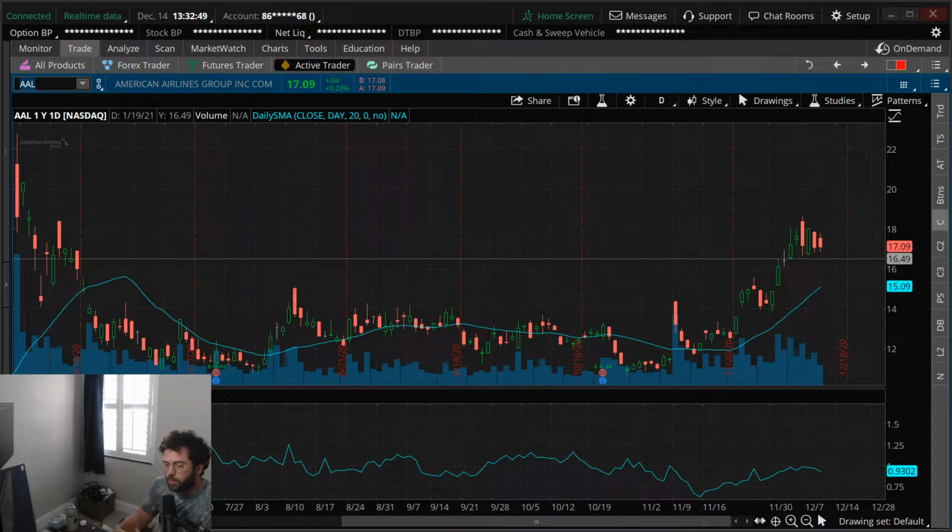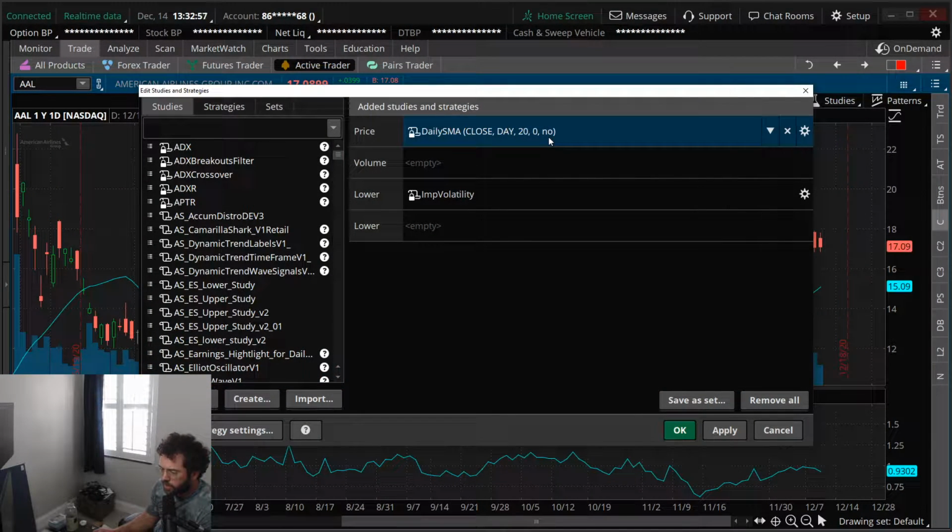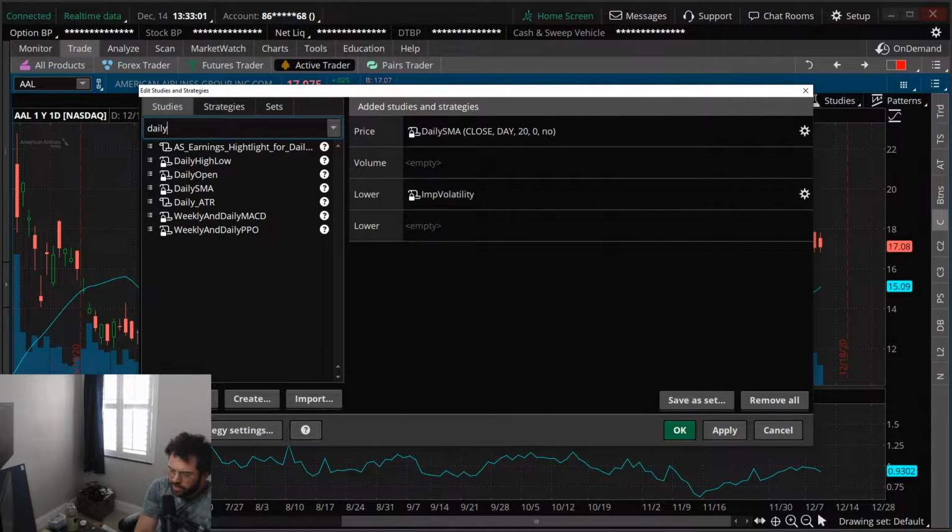Hey traders, in this video we're going to look at the 20-day simple moving average. You could use the SMA or the EMA. I like them both when I'm trading here. And it's a simple study. If you go to your platform, type in daily SMA, simple moving average, you can change it to the exponential moving average as well, just an EMA.